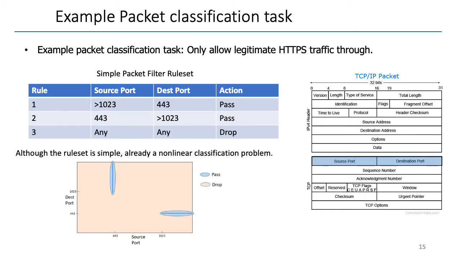The simple packet classification task that we looked at was to classify incoming packets based on valid source and destination port addresses for HTTPS traffic. The filter rule set is shown in the table, and although it's a simple rule set, it is already a nonlinear classification problem, which we can see in this schematic in the bottom left. So packets that lie in the blue region we want to label as a pass, while all other packets in this space we want to drop.